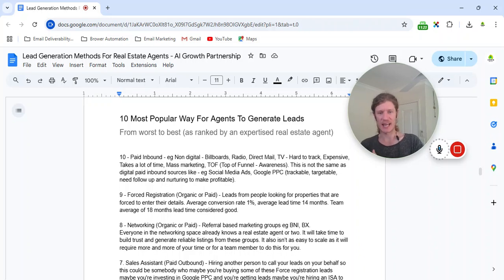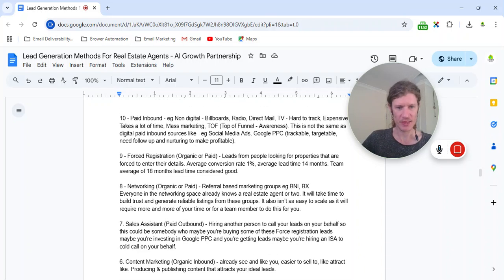Number 8 is networking. So referral-based marketing groups, for example, BNI, Business Connect. Everyone in the networking space already knows a real estate agent or two, you'll find. So it does take time to build up trust and to generate reliable listings through these groups. It also isn't the easiest to scale. It will require more and more of your time, or you're going to have to get a team member to do this on your behalf, which then takes away from you being known in the same way. Anyway, so networking at number 8.